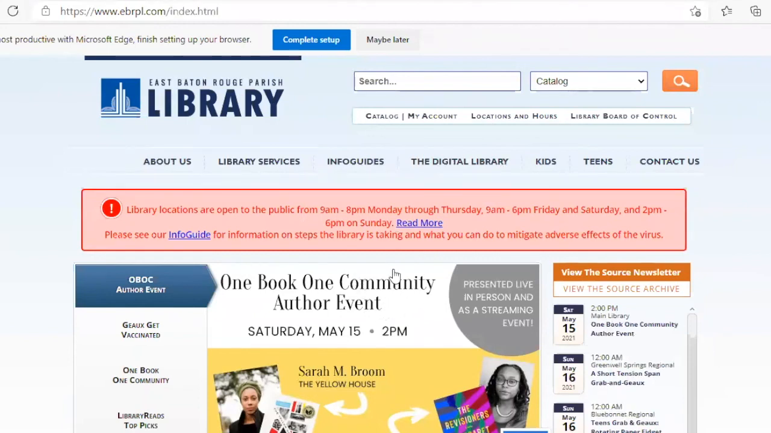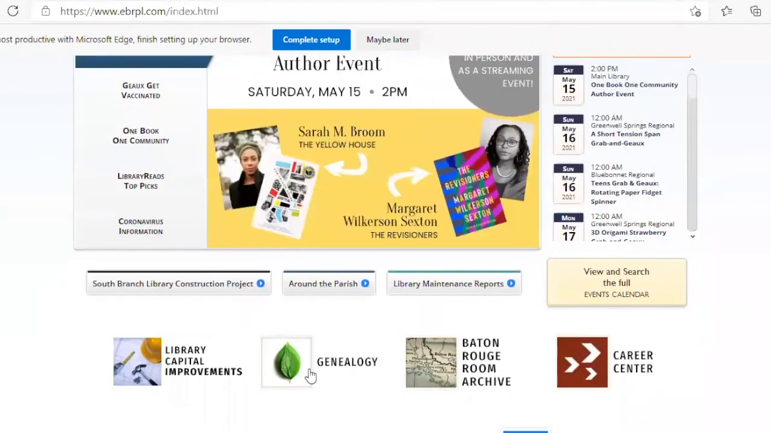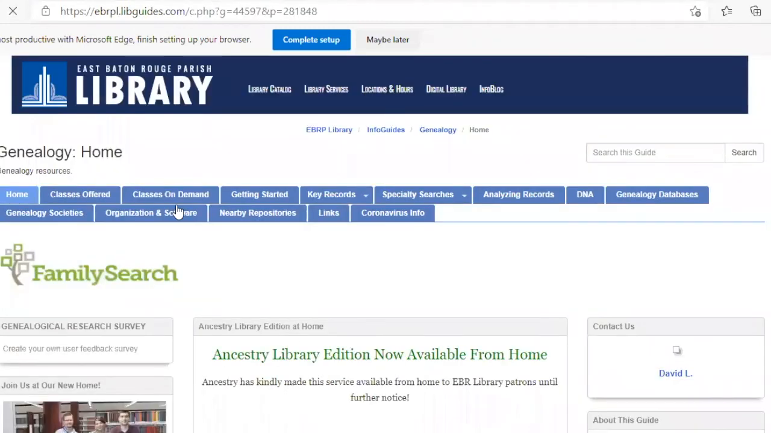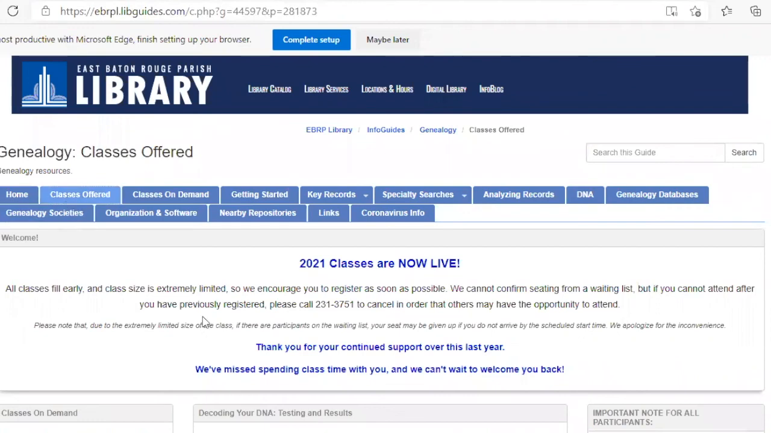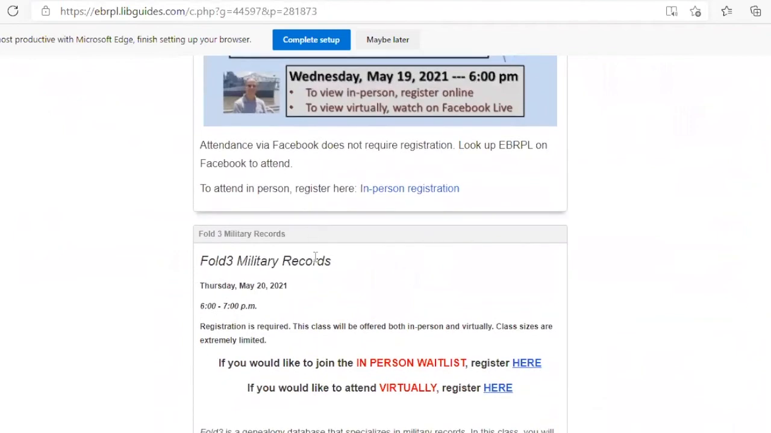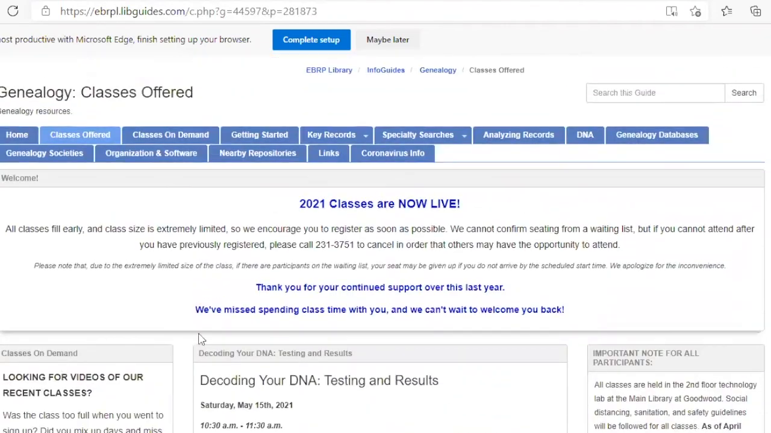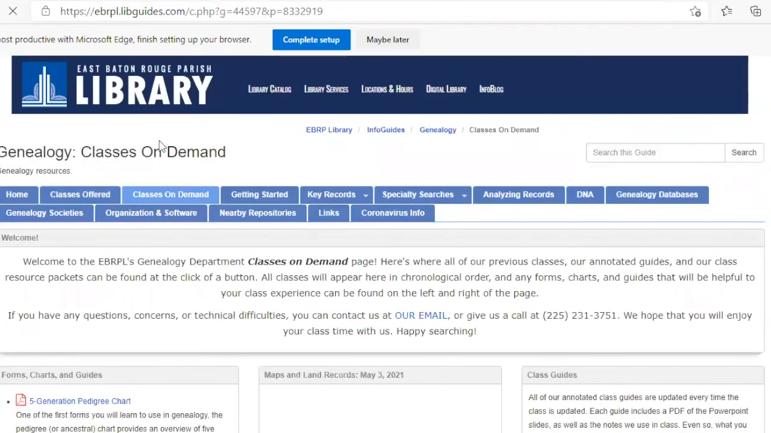Okay, so here's our front page of the library. You're going to come down to the genealogy leaves, up to classes offered, and then down to testing and results. Here's all of our upcoming classes. Here's information about the classes. And here is our classes on demand tab.